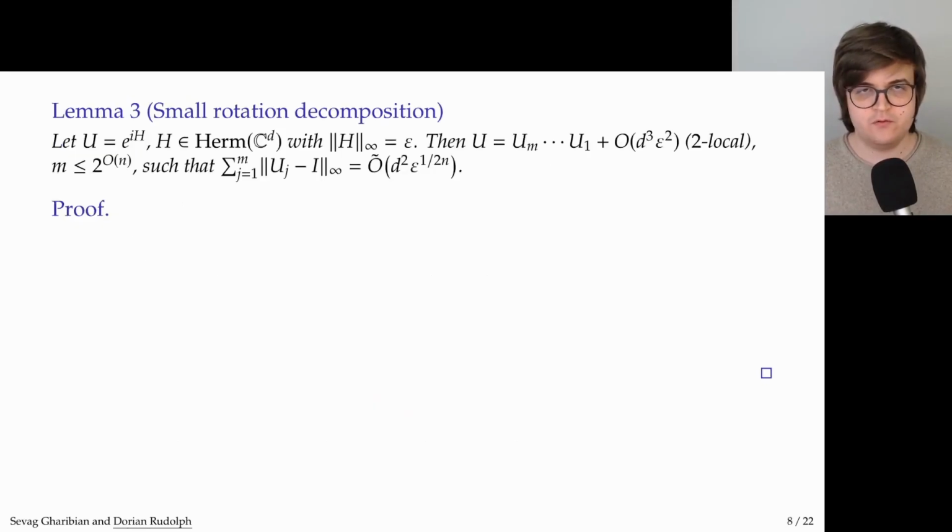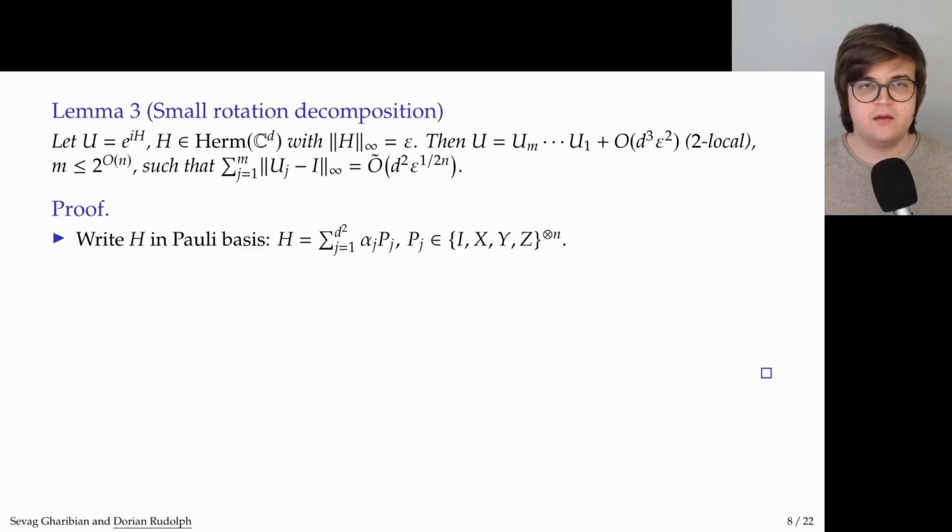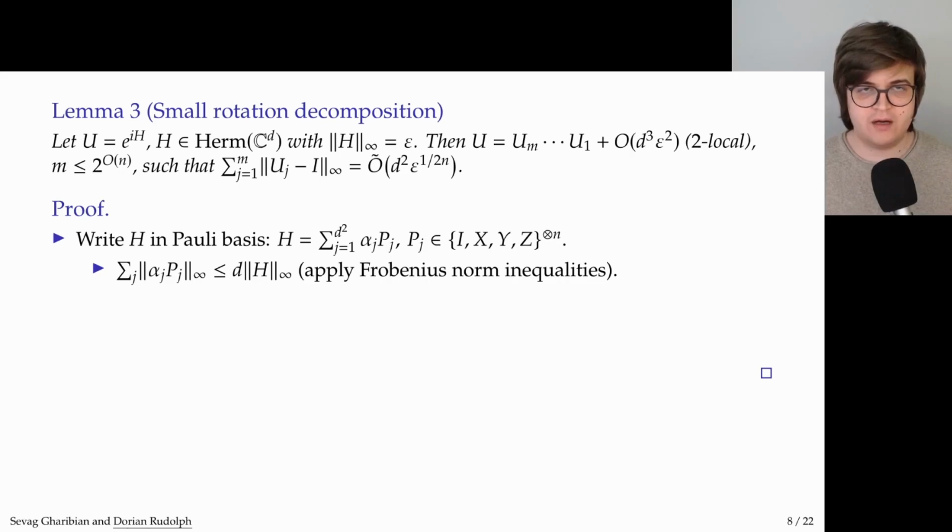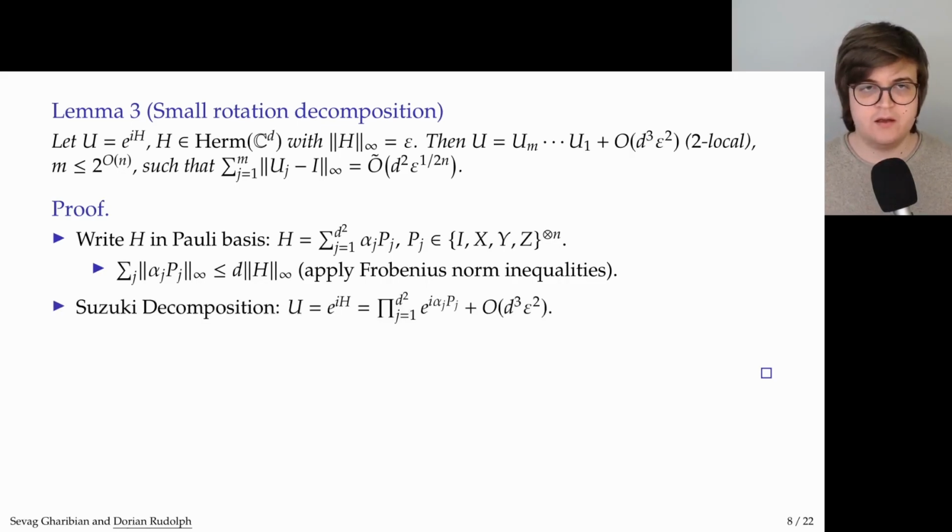We begin the proof by writing H in Pauli basis. Each term, P_j, is a tensor product of local I, X, Y, or Z operators. We can bound the total spectral norm of H, which is epsilon. The Suzuki decomposition allows us to then decompose U into a product of the form e^{iP}, where P is a Pauli product.